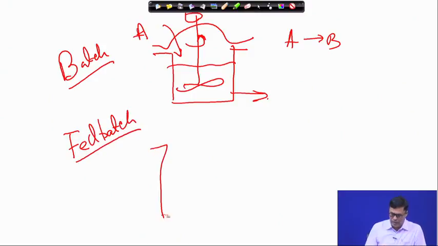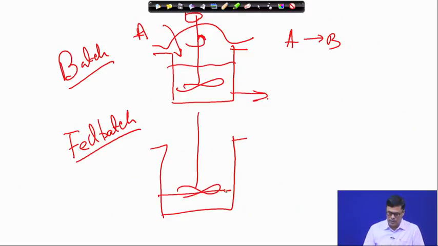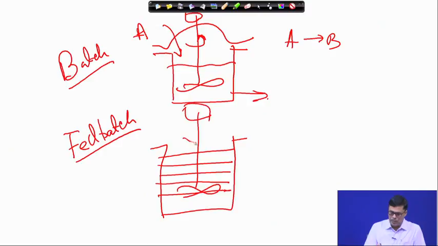Is fed batch similar to that reactor, whatever I have shown you? The only thing is that we start with a small volume and then slowly we increase the volume. Fed batch, you know, different batches we put like this. Now what is the basis of that? Why do we do that, and how do we do that?